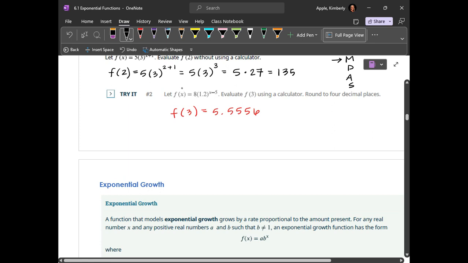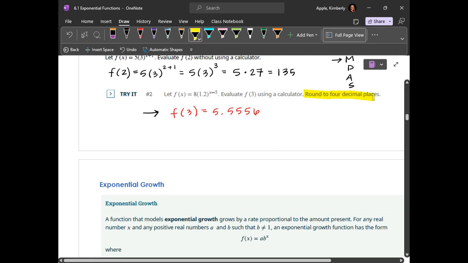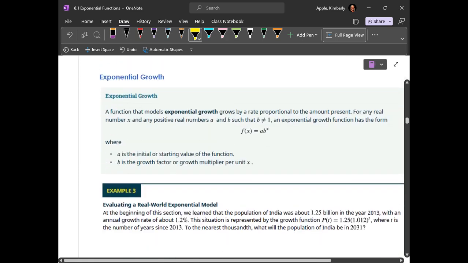So if you want to try number 2 and make sure you can get what I got, I encourage you to do that right now. Pause the video. In this unit, we're going to be rounding to 4 decimal places. And so that's just something that's kind of become standard and that will follow us through this entire section.